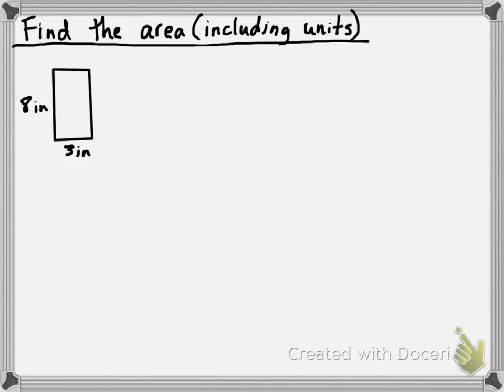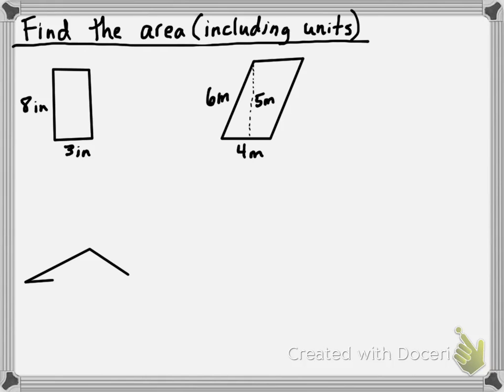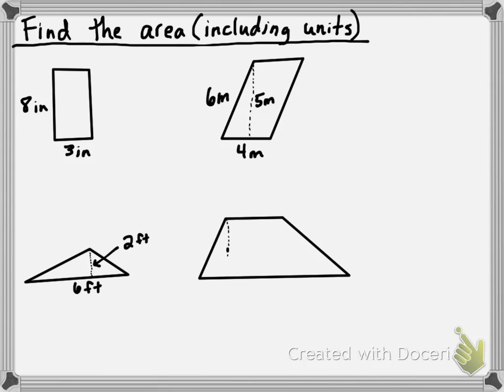Alright, so first we have a rectangle. Then we have a parallelogram. Next is a triangle. And a trapezoid. Okay, so go ahead and find the area of all 4 of these shapes.